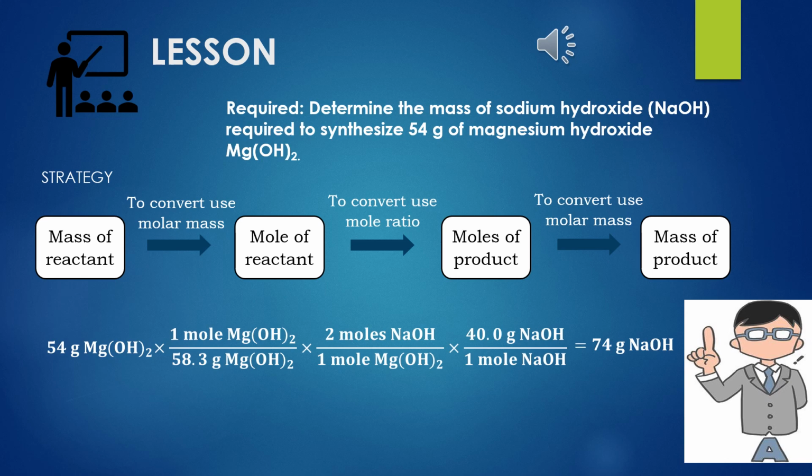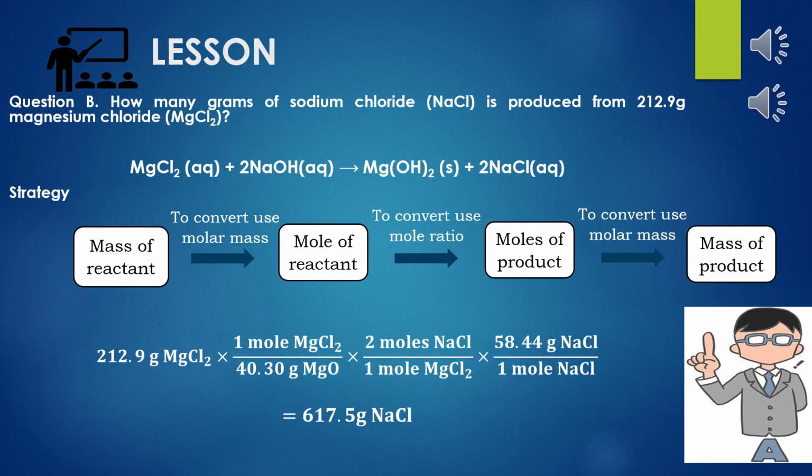The given mass of magnesium hydroxide is 54 grams, multiply by its molar mass, multiply by the mole ratio, multiply by the molar mass of sodium hydroxide. The answer is 74 grams sodium hydroxide.